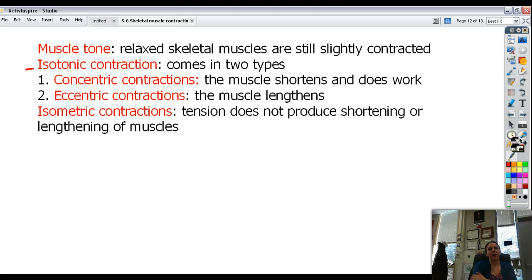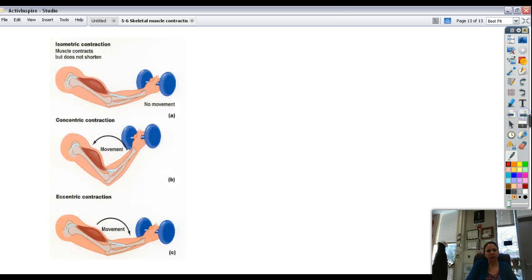If I pull up on a weight and my muscle shortens, then I call that a concentric contraction. But if the weight is causing the muscle to get longer, I call it an eccentric contraction. But if I just hold the weight out and there's no lengthening or shortening of the muscle, then I just call that an isometric contraction. So I've got a little picture here to show you that. Here's isometric. My muscle's not moving. I'm just holding the weight out, so there's no movement whatsoever. But if I bring it closer to me and the muscle gets shortened, that's a concentric muscle contraction.